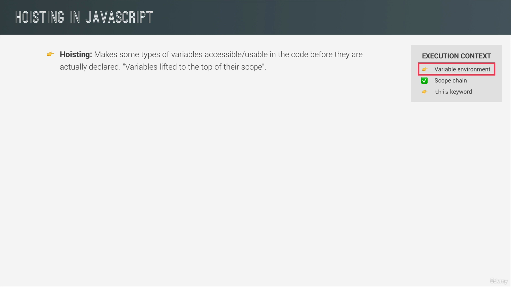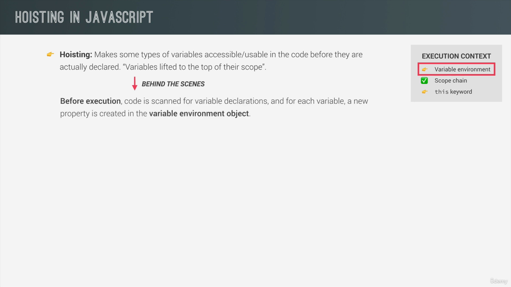Now, many people simply define hoisting by saying that variables are magically lifted or moved to the top of their scope. For example, to the top of a function. And that is actually what hoisting looks like on the surface. But behind the scenes, that's in fact not what happens.